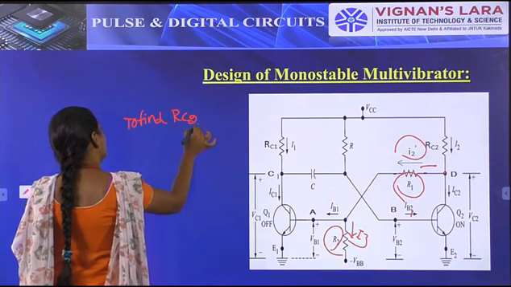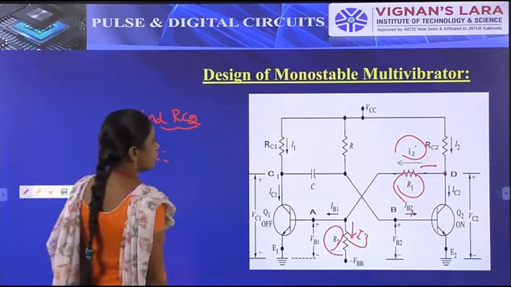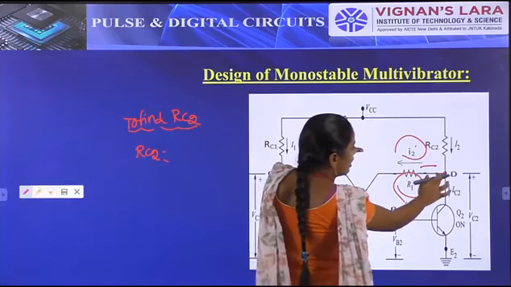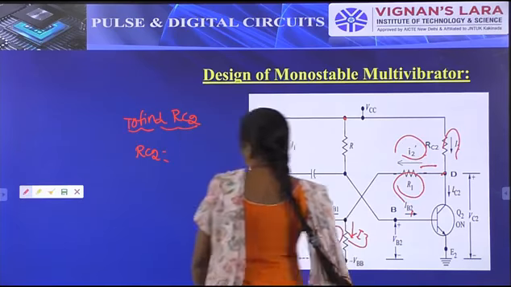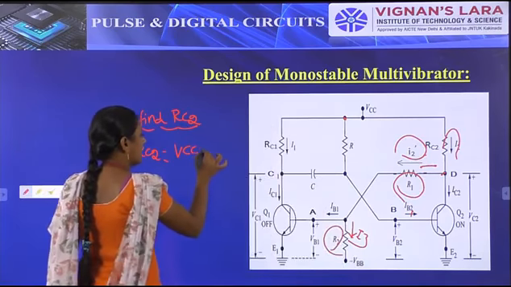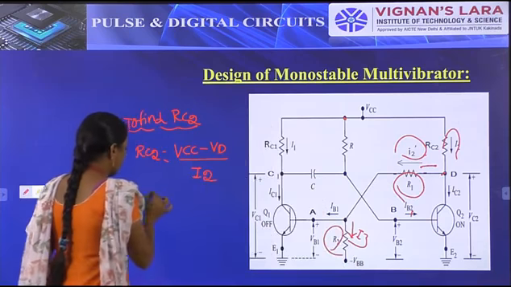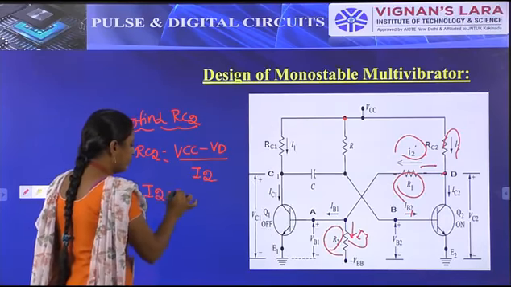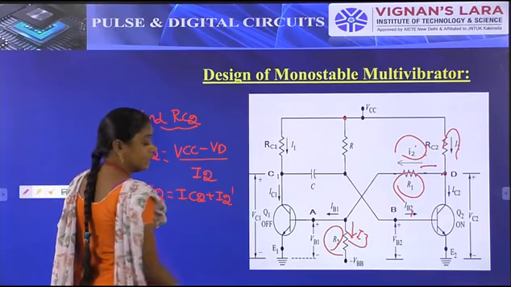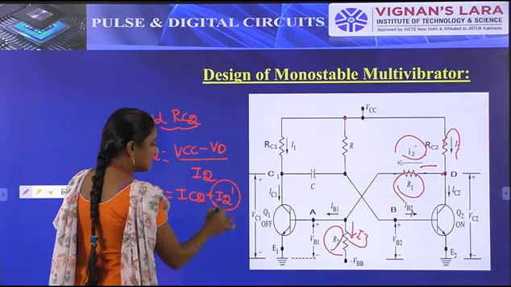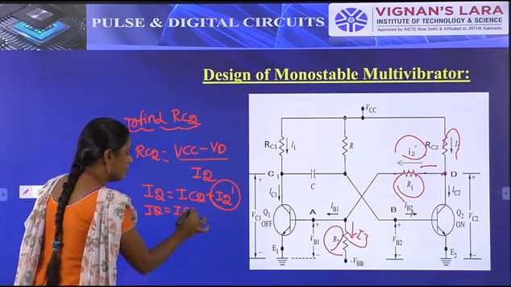Usually RC2 is connected in between these two. That is, RC2 is in between VCC and VD, by which the current I2 can flow. So that is (VCC minus VD) by I2. As we know that I2 is equal to IC2 plus I2 dash, we neglect this I2 dash current, so simply I2 becomes IC2.